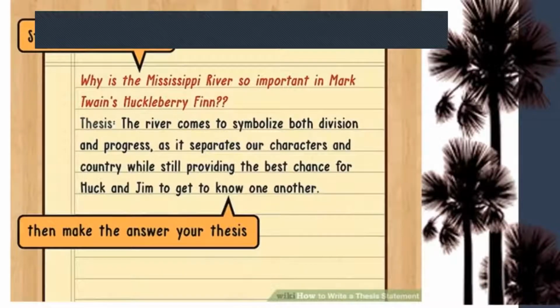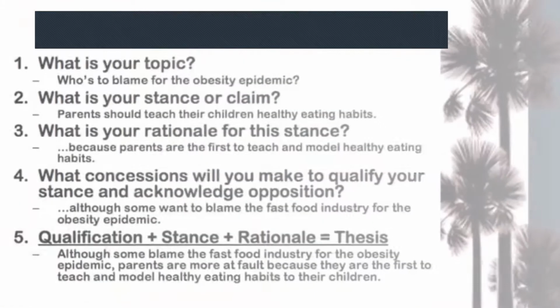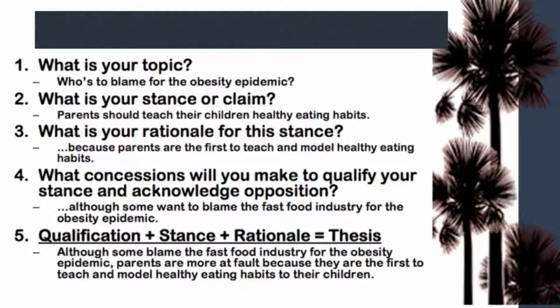To begin, start with the question. When you answer the question, that is your thesis. Here's the process in a little more detail. You figure out what your topic is. What is your stance or claim? What is your opinion of the topic? What is your rationale for the stance? What concessions will you make to qualify your stance and acknowledge opposition? Again, you make a qualified claim, not a strong claim. And then you add your qualification, stance, and rationale to create your thesis statement.